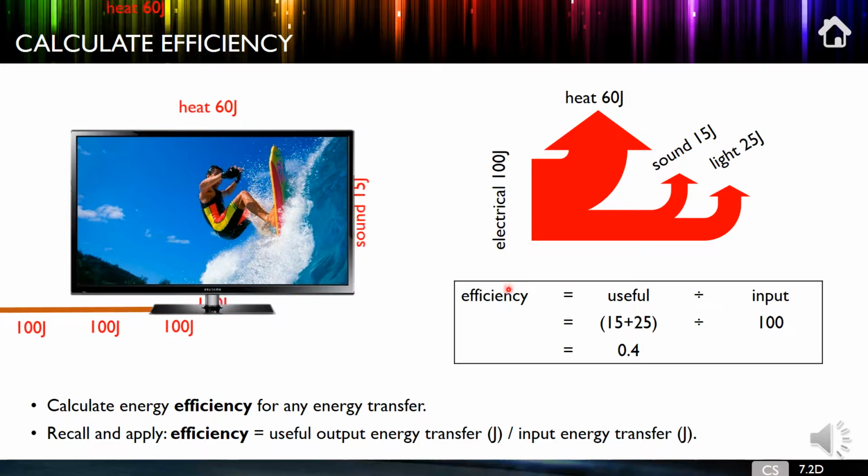So efficiency then is the useful energy divided by the input energy. So in our example here we've got 100 going in, and our useful is 15 plus 25, the two useful forms, and so that gives us an efficiency of 0.4 or 40%, or put another way, 60% of it is being lost.